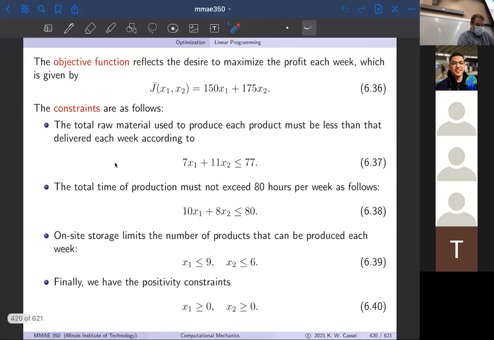So now I have one objective function. I actually have 0 equality constraints, and I have 1, 2, 3, 4 inequality constraints, plus my 2 positivity constraints.